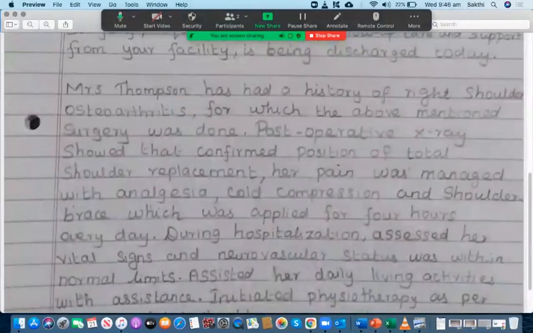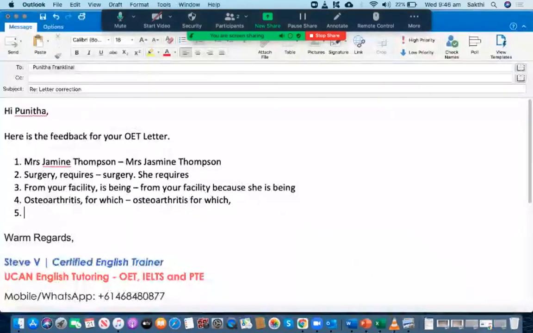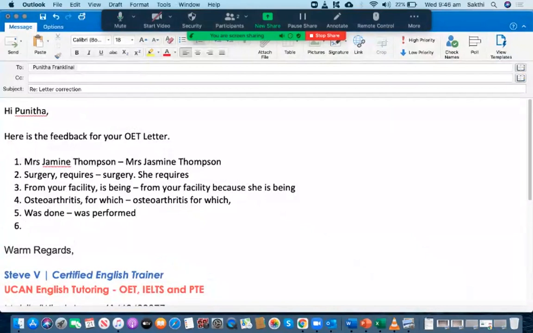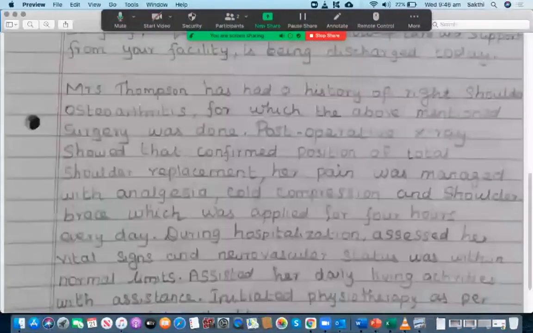For which the above mentioned surgery was done. That's good. But instead of "done", it is just a recommendation only. You could have mentioned "was performed" or "was conducted". That's more formal actually. Performed is more formal than done. So it is just a recommendation only. Under vocabulary, it is much more appropriate to use performed or conducted. Performed would be much better.